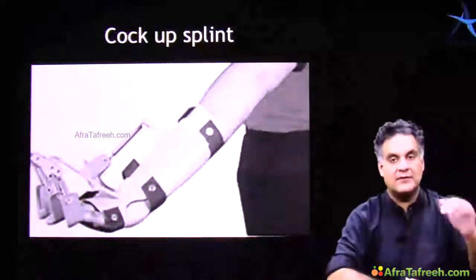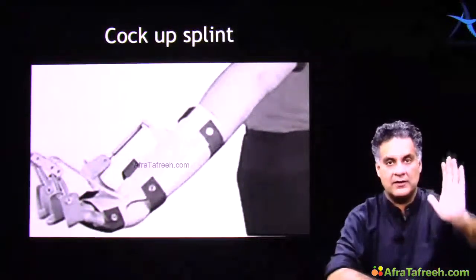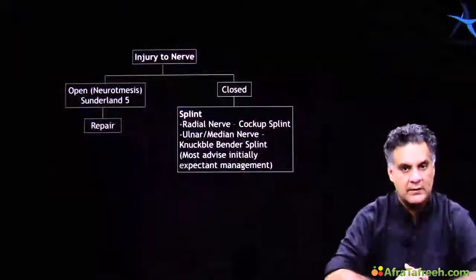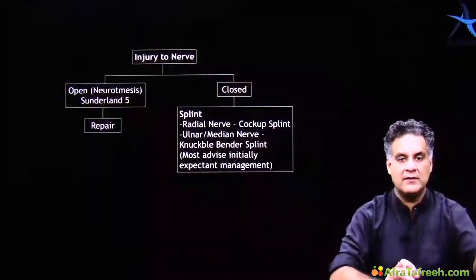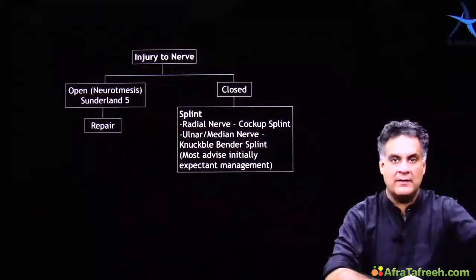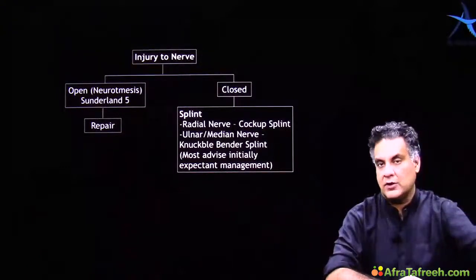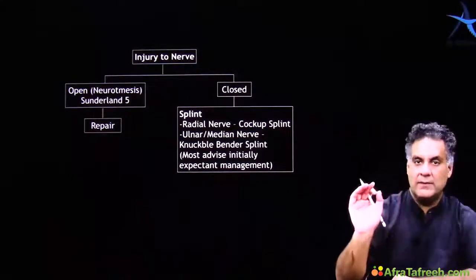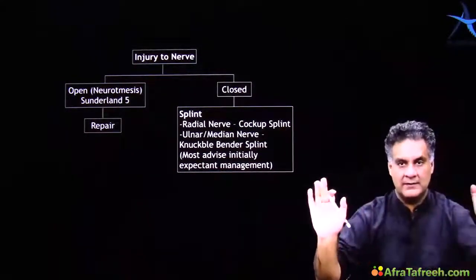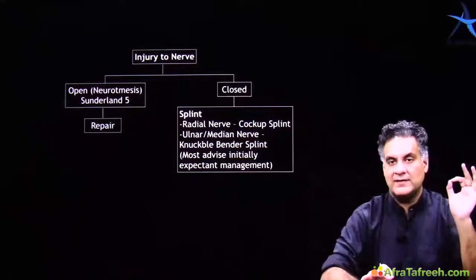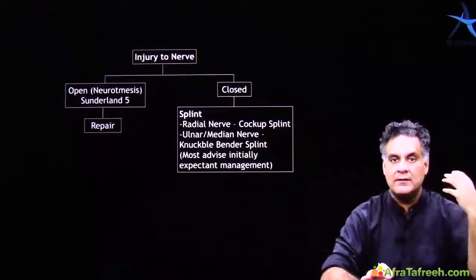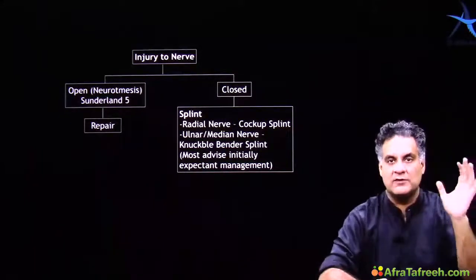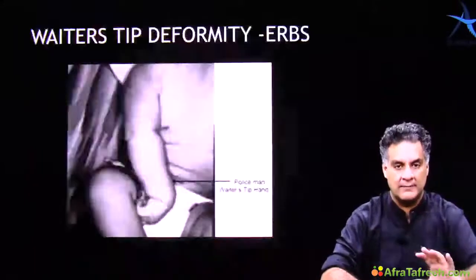For radial nerve palsy wrist drop, we have something called a cock-up splint, which was asked on 8th November 2019. So remember, when you have an injury to a nerve, if it's a closed nerve injury, you apply a splint like a cock-up splint for radial nerve or knuckle bender for claw hand. And when it's an open injury, you operate. That's a rule. Neuropraxias, 100% recovery. Radial nerve, the most commonly damaged nerve, has the best prognosis amongst all the nerves for recovery.